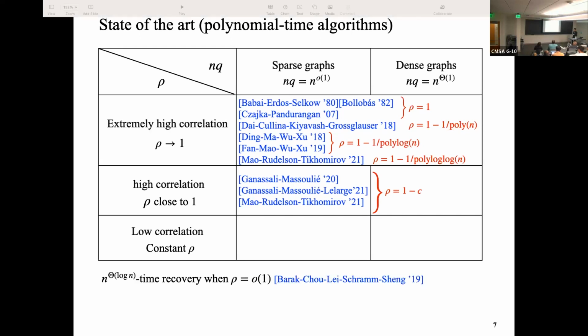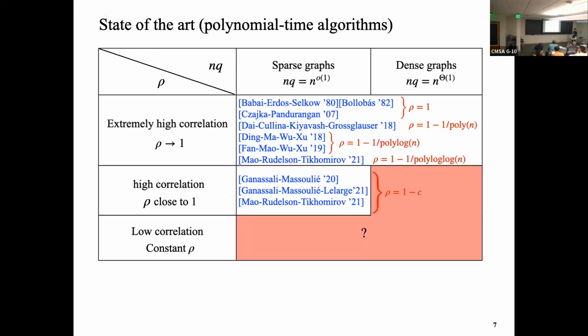And then I also need to mention the hidden fourth row of extremely low correlation where rho is vanishing, goes to zero. And there is a very nice work by Barak et al. that proposed the algorithm that works in time n to the log n and that succeeds with high probability. So our work also draws inspiration from this one as well, because it's also based on subgraph counts.